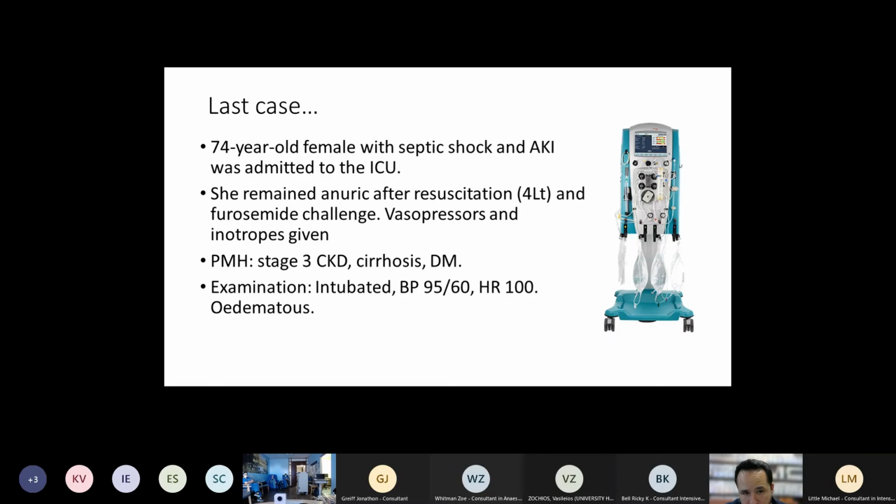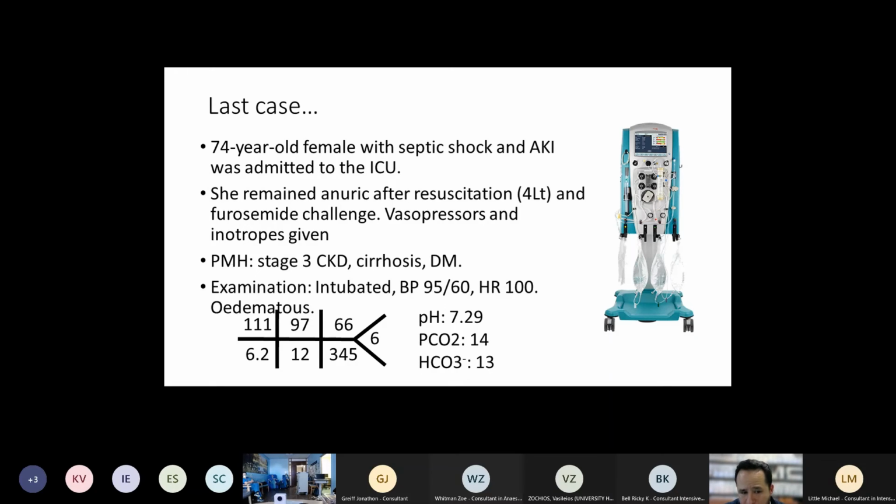This is a 74-year-old female, septic shock, acute kidney injury, goes with you. She's anuric, she's on vasopressor, she has had inotropes. The patient has had kidney disease in the past, liver cirrhosis, she's intubated, hypotensive, and edematous. Her blood tests are horrible, potassium of 6.2, bicarbonate of 12, creatinine 345, urea of 66. So clearly the patient needs to go into the filter.